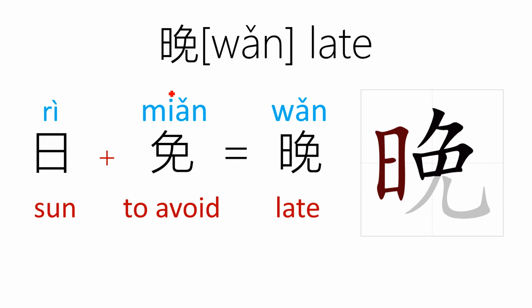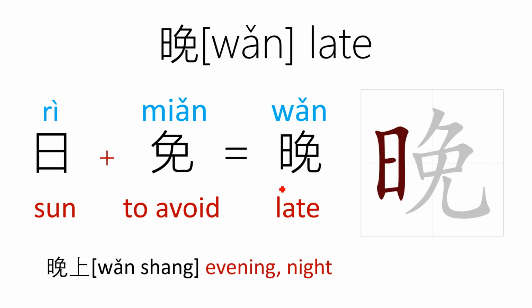This one, 晚 means late. And we have 日 sun, 免 means avoid. So can we think that way? If you avoid the sun, probably it's already a late night or evening, so it's quite late. So maybe that's a way to memorize. And this character late we pronounce as wǎn. 晚 means late. And to make a word, we can say 晚上. 晚上 means both evening and night.